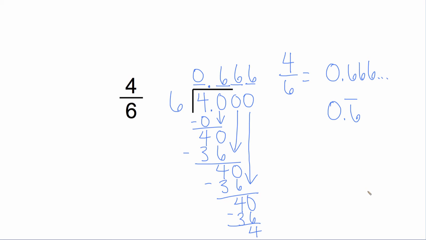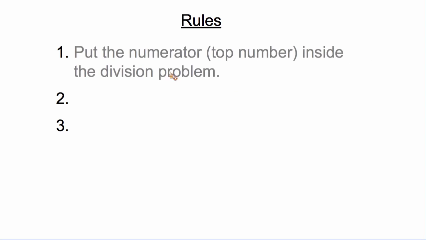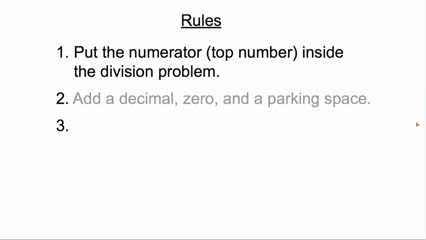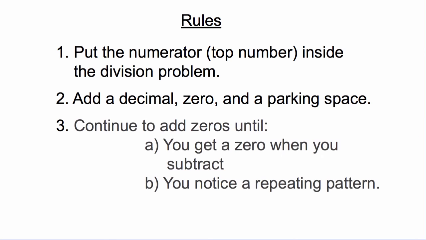Let's go ahead and go over the rules and I'll give you some practice. The first thing we need to remember when we're converting fractions into decimals is to put the numerator, the top number, inside the division problem. Setting up the problem correctly is half the battle. Next, you're going to add a decimal, 0, and parking space. And then you're just going to divide like a regular decimal division problem. We're going to continue to add those zeros and parking spaces until A, you get a 0 when you subtract. That's that terminating decimal. Sometimes it only takes 1 division, sometimes it takes 2 or 3. Or B, you notice a repeating pattern. If you see that repeating pattern, you can go ahead and stop.